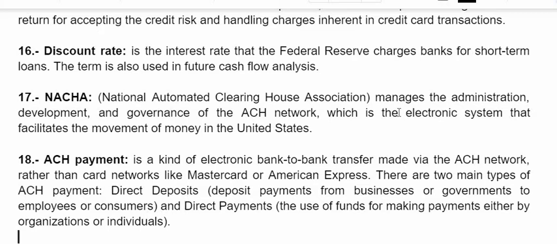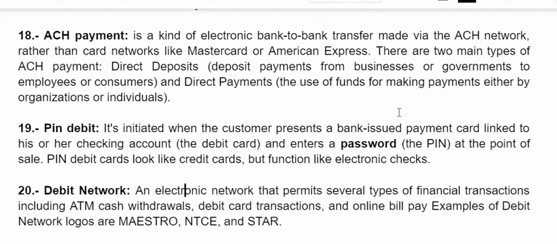ACH payment. What are ACH payments? It is a kind of electronic bank-to-bank transfer made via the ACH network rather than card networks like MasterCard or American Express. There are two main types of ACH payment: direct deposits, deposit payment from businesses or governments to employees or consumers, and direct payments, the use of funds for making payments either by organizations or individuals.